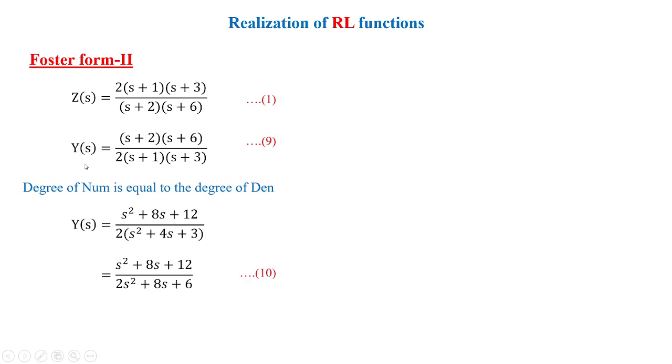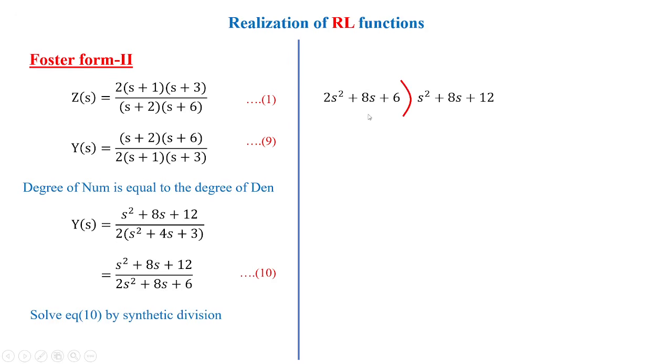Modifying this equation 9, it is obtained to be equation 10. Now you can solve this equation 10 by synthetic division. This is called synthetic division, where we are going to take the value of the quotient as 1 by 2. Just you have to divide this s square by 2s square. You are going to get the quotient as 1 by 2. Now when you multiply 2s square with this 1 by 2, we are going to get s square, and 8s multiplied by 1 by 2 will give you the value 4s. Then 6 divided by 2, we are going to get the value as 3.